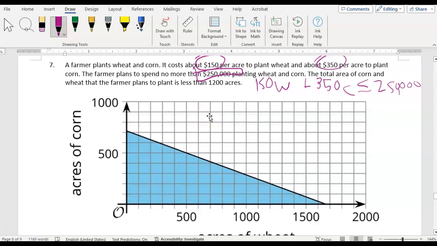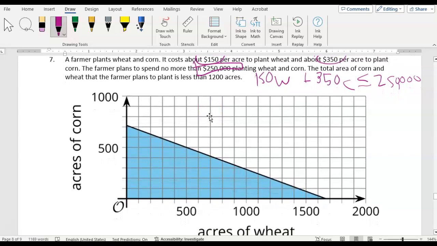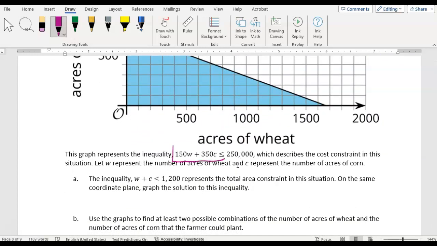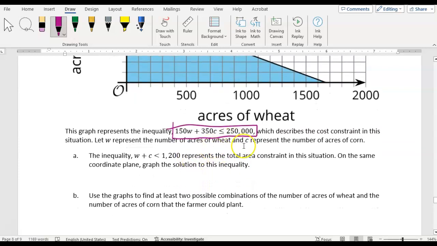The total area of corn and wheat the farmer plans to plant is less than 1,200. So wheat plus corn is less than 1,200. That's our second equation. It says the graph represents this inequality, right? So that's what we just created, which describes the cost constraint. Let W represent the number of acres of wheat and C represent the number of acres of corn. This inequality, which I wrote above, represents the total area constraint of the situation. On the same coordinate plane, graph the solution to this inequality. So we need to graph this one.